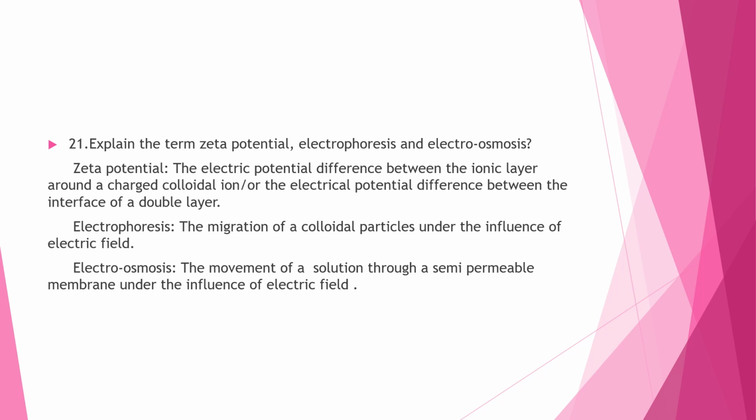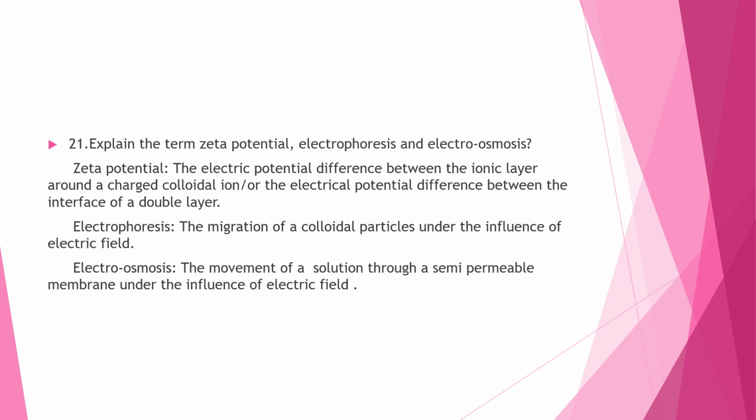Explain the terms zeta potential, electrophoresis and electroosmosis. Zeta potential is the electrical potential difference between two ionic layers around a colloidal charged ion, or the electrical potential difference between the interface of a double layer. The higher the value of zeta potential, the more stable the colloid.